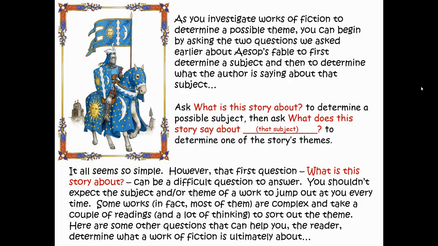As you investigate works of fiction to determine a possible theme, you can begin by asking the two questions we asked earlier about Aesop's fable, to first determine a subject and then to determine what the author is saying about that subject. So the first thing you're going to do when you try to determine theme is ask, what is the story about? Then you're going to ask, what does this story say about whatever subject you have chosen? It all seems so simple.